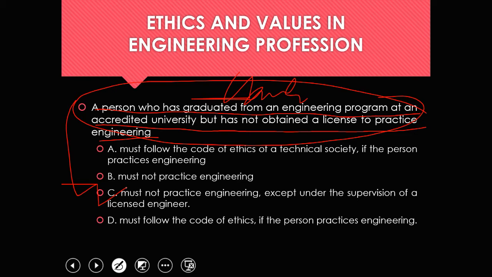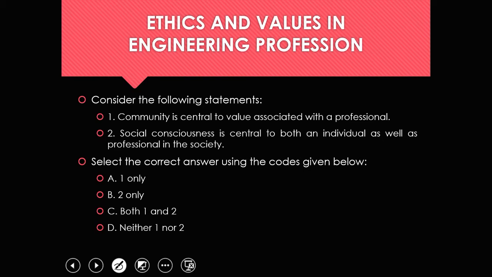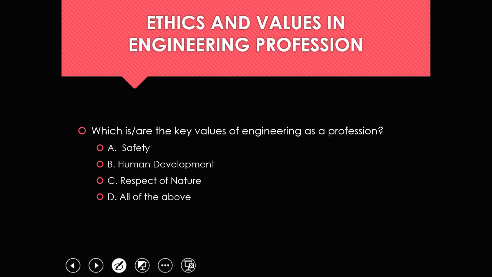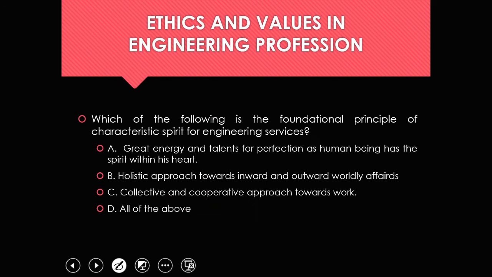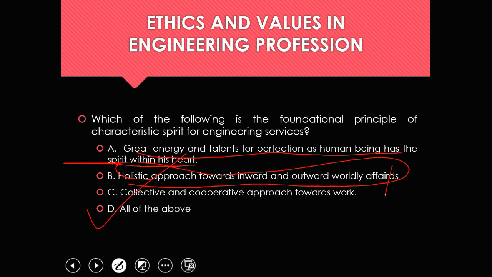Although things may differ from reality. So now, community is central to value associated with a professional. I believe yes. Social consciousness is central to both individual as well as professional. C should be the answer. Key values of engineering as a profession: safety, human development, respect of nature. All of the above is correct. Which of the following is the foundational principle of characteristic spirit for engineering services? D. Since great energy and talents for perfection as human being has spirit within heart, holistic approach towards inward and outward worldly affairs, and collective and cooperative approach towards work.